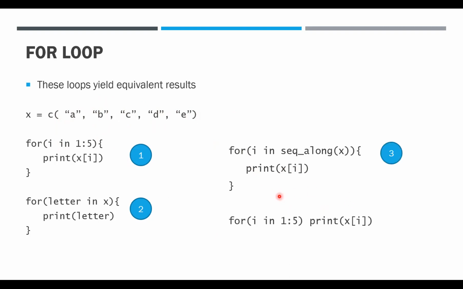And then lastly, for i in 1:5, print x[i]. Another simple way of writing it. You typically write this when it's a very simple for loop, and it's kind of a one-liner. But if you want to do something more sophisticated, you're probably going to end up using some of these other structures. But technically, all 4 of these will result in the same output. Okay, so let's go back to RStudio, and I'll demonstrate all 4 of these and show that indeed all have the same output.